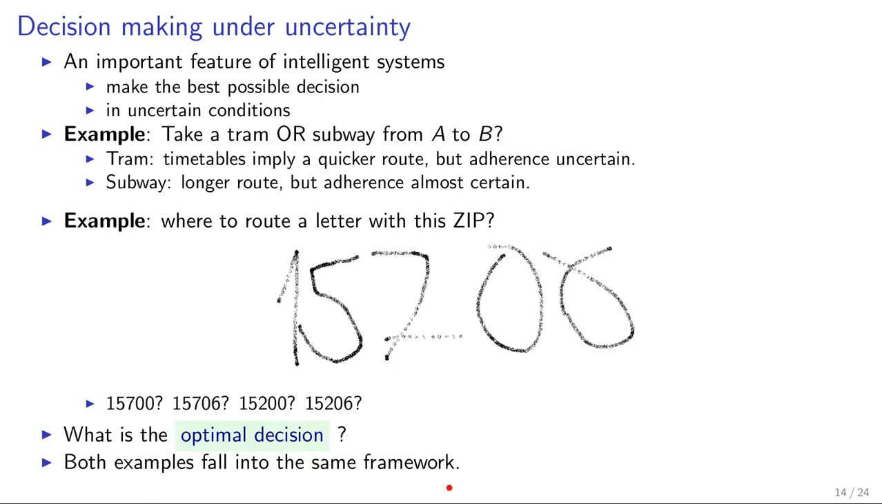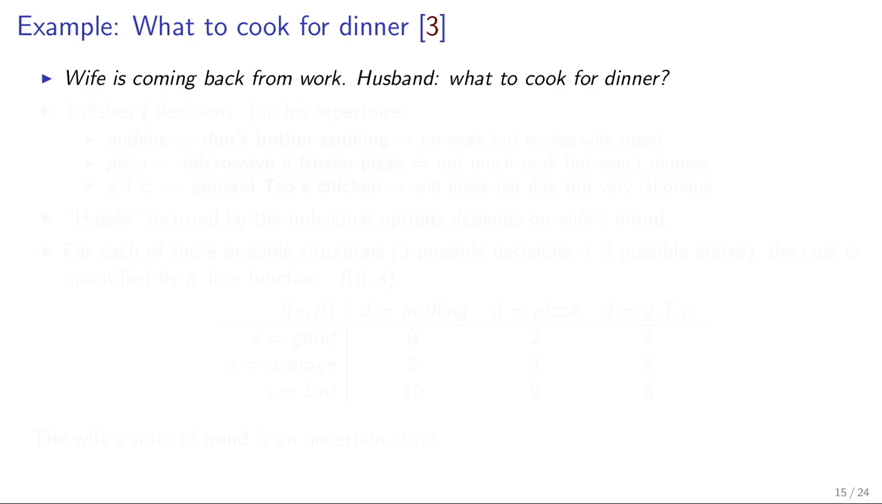So what is the optimal decision? We will now look at a specific example. I apologize for this example. It's from a textbook from the 90s, and it's not necessarily up to today's standard. It's not really politically correct, I'd say. But let's just look at that example.